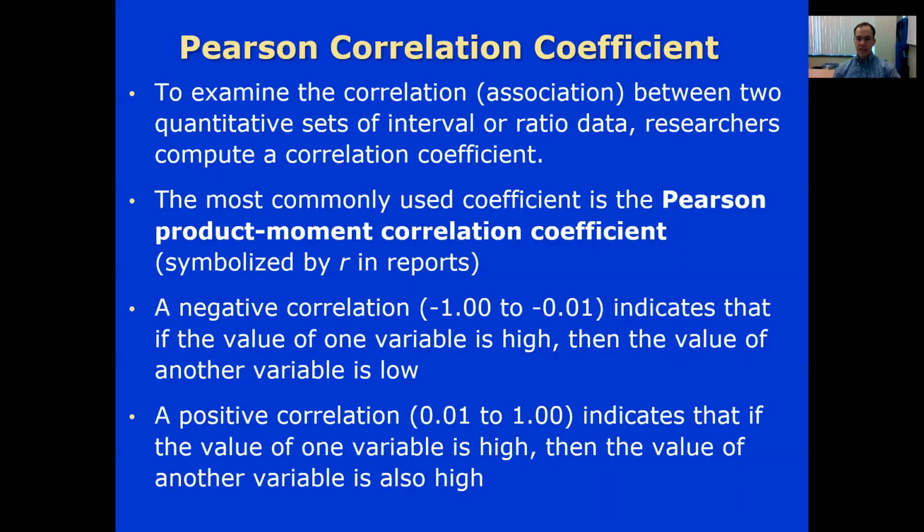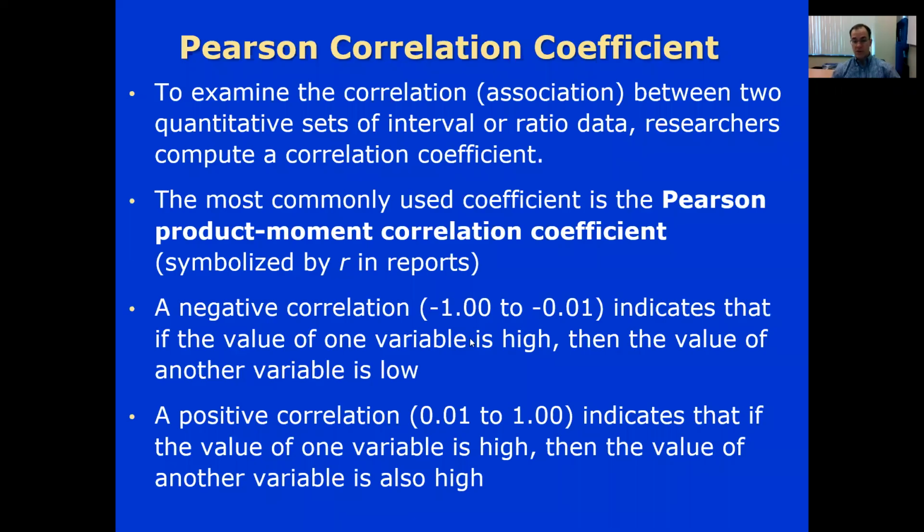Now, there's a negative correlation and a positive correlation. A negative correlation can range from -1 to -0.01, and this indicates that if the value of one variable is high, then the value of another variable is low. So, for example, someone who has a high amount of physical activity each week might have a lower LDL cholesterol level. So as physical activity increases, a person's LDL levels will decrease. Well, that'd be a negative correlation.